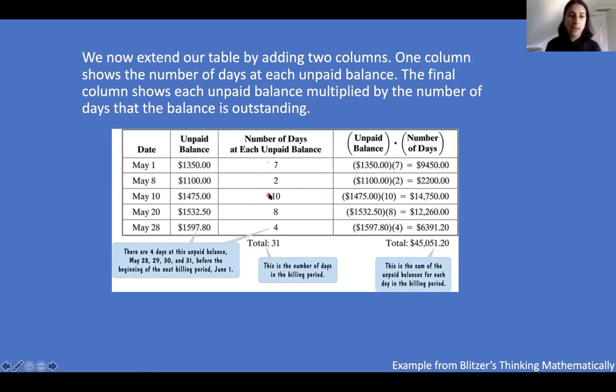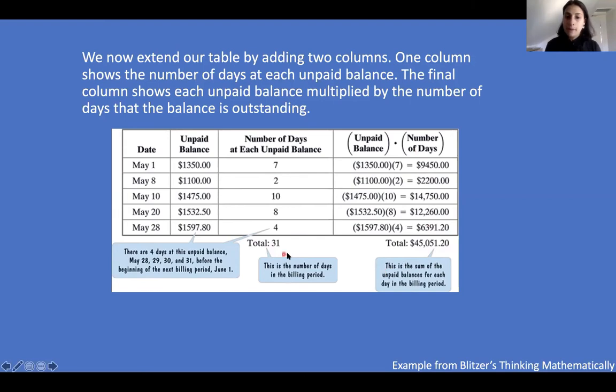From May 8th to the 10th, we have 2 days, and so on. 10th to the 20th, 10. 20th to the 28th, 8 days. And then we have the 4 days for the unpaid balance, May 28th, 29th, 30th, and 31st, before the beginning of the next billing period, June 1st. That's where this 4 is coming from. That's from here to June 1st. Okay, so we find the product of these 2 columns. We put them here in the last column, unpaid balance times number of days.